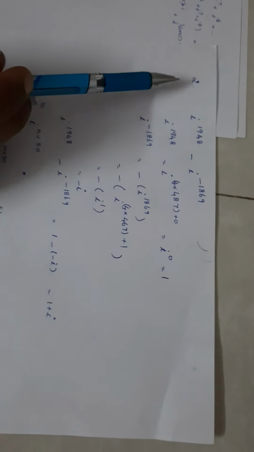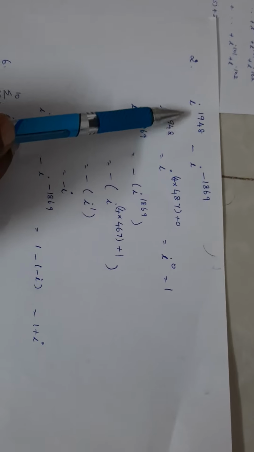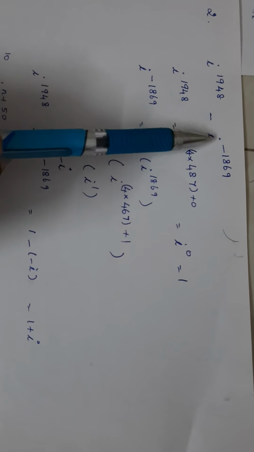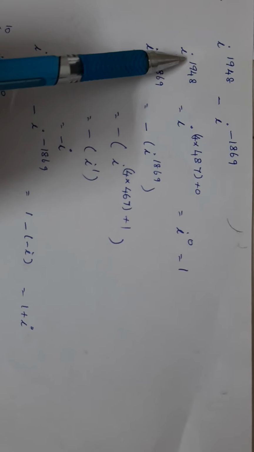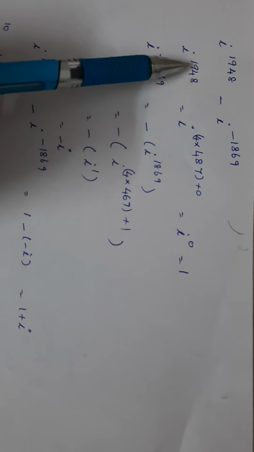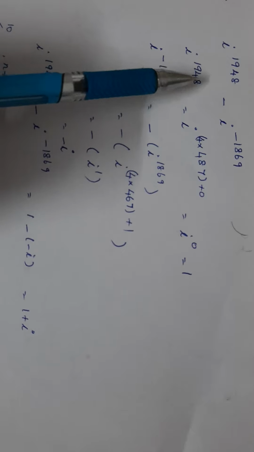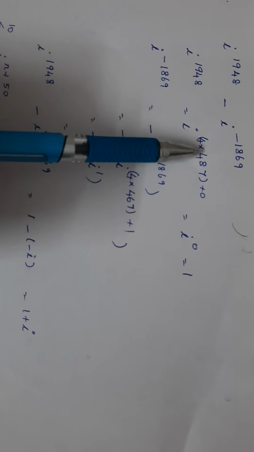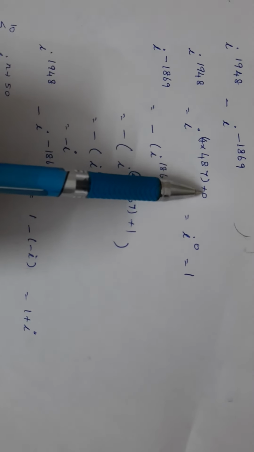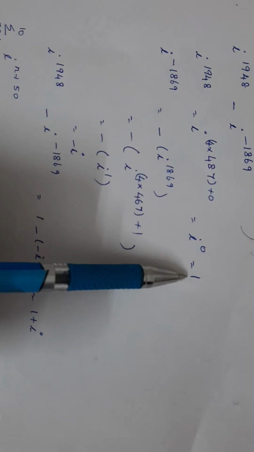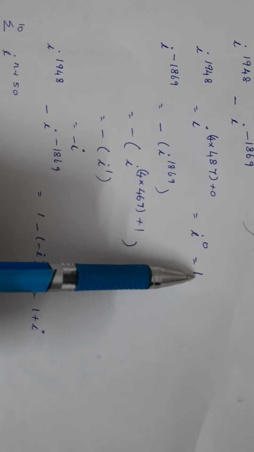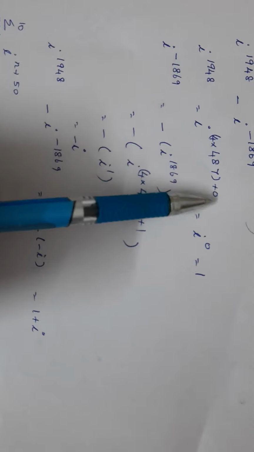Now the second one, i power 1948 minus i power minus 1869. i power 1948, what would be its value? Let us find out. As per the rule, divide the power by 4. It is a multiple of 487 and the remainder is 0. So that is equal to 1. No need to write i power 0, directly you can write 1 if the remainder is 0.